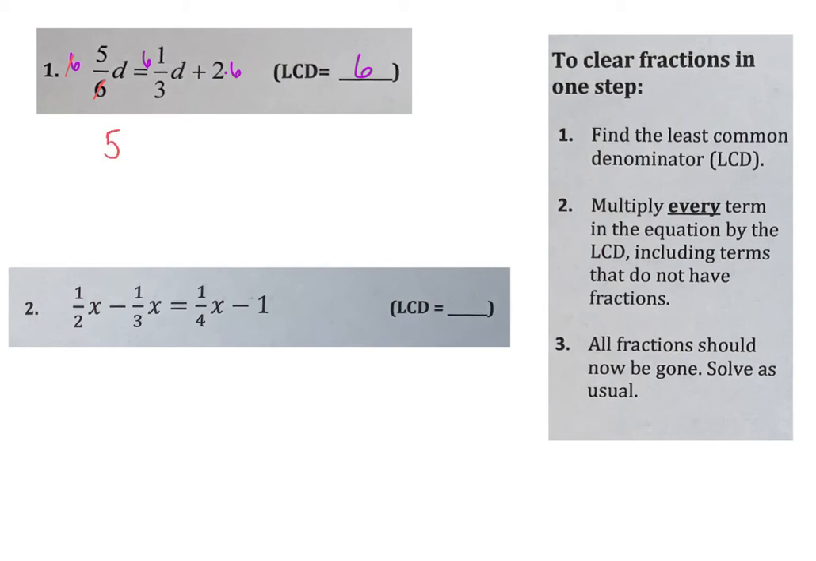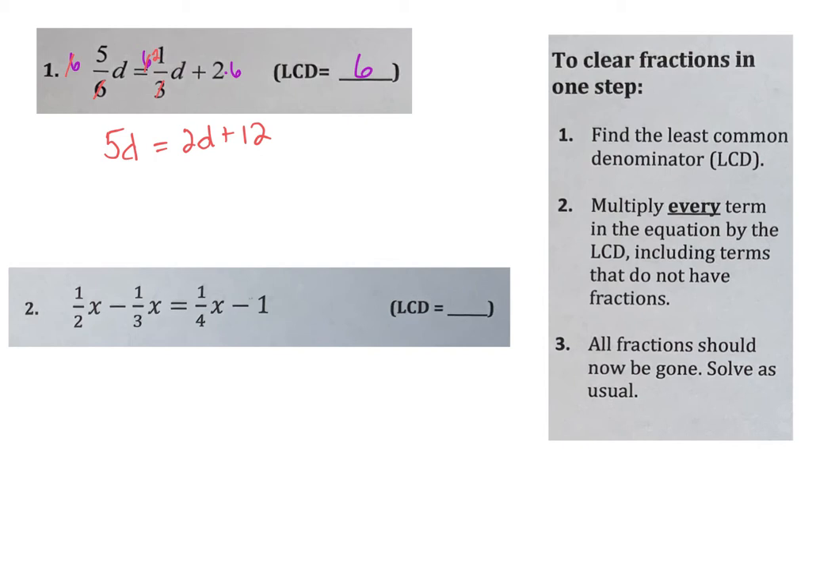1 times 5, which is 5. All right, 5D. 6 divided by 3 is what? 2. So 2 times 1 times D. And then 2 times 6 is 12. All right? So then I have a much simpler problem than I started out with. All right? Because you could have solved this problem without doing that process.